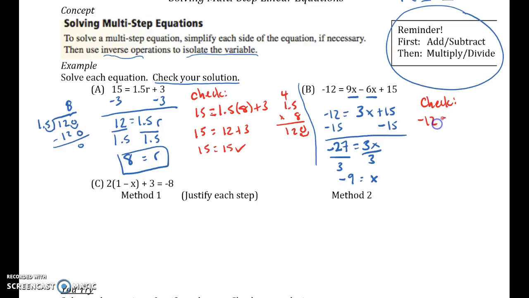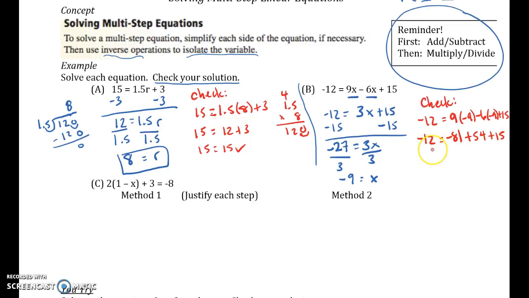So negative 12 equals, and check that original equation. So I'm going to go ahead and take the 9 and then plug in negative 9, minus 6, plug in negative 9, and plus 15. Okay? Again, careful with your negatives. Sorry about that. 9 times negative 9 is a negative 81. This is a negative 6, so negative 6 times negative 9 is a positive 54.